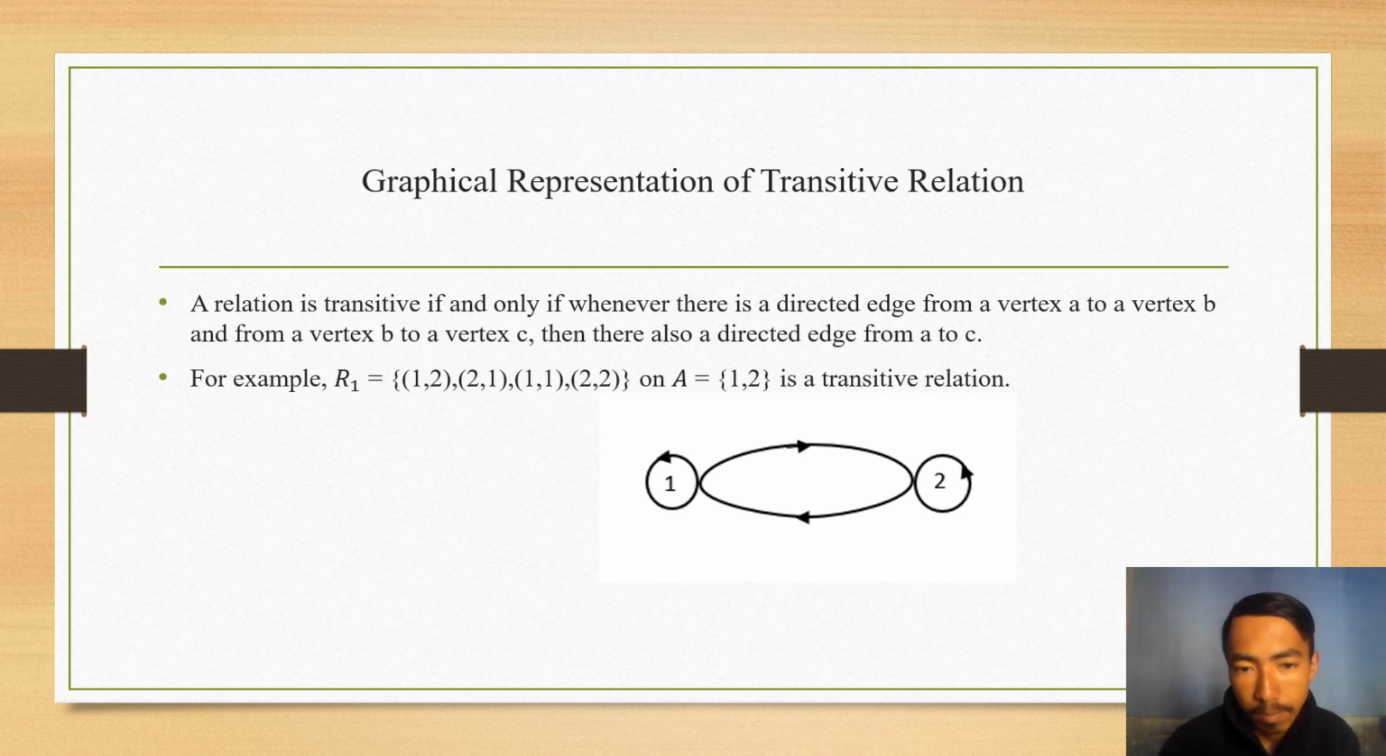Showing it in the graphical representation, there is a vertex 1. There is also a loop, 1 goes to 1. Another vertex 2, there is also a loop, and 2 goes to 2. Then vertex 1 goes to 2, and vertex 2 goes to 1. The relation, that means (1,2), (2,1), (1,1) and (2,2), is a transitive relation.